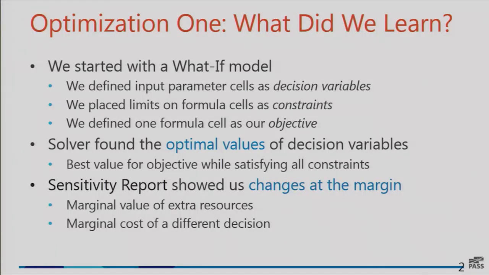Hopefully, we saw that certain input cells, just containing numbers, served as decision variables. Other formula cells served as constraints, and we put bounds on them: lower bounds, upper bounds, or both, or equality constraints. We had one formula cell as an objective to maximize or minimize. And then Solver finds the optimal value of those decision variables. And importantly, the sensitivity report showed us changes at the margin. That can be used for decisions like, how much should we be willing to pay for more speakers or more electronics units? Well, we have some guidance there.